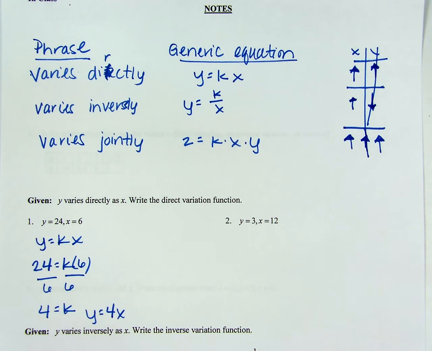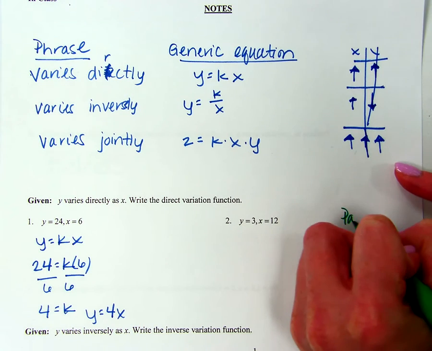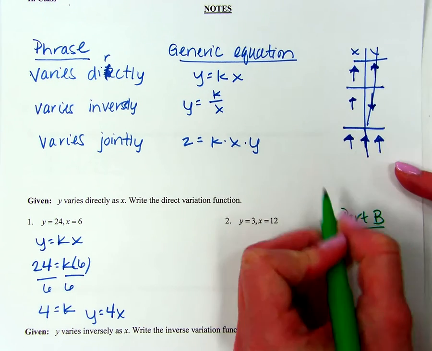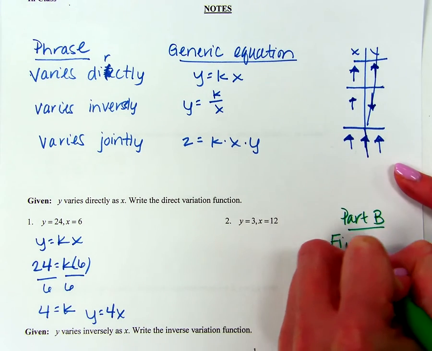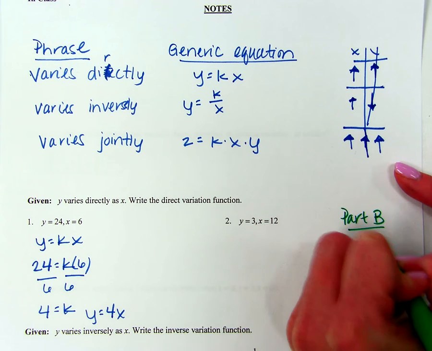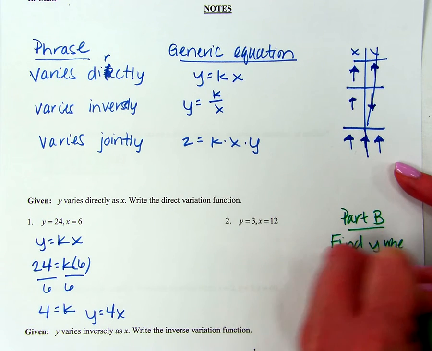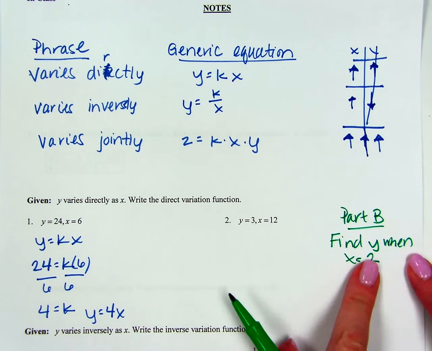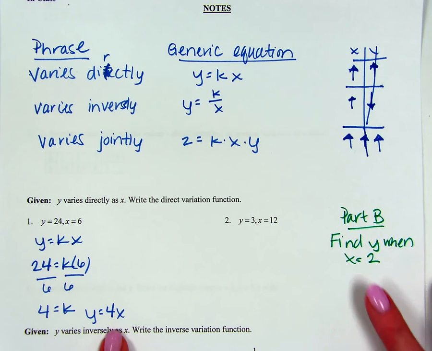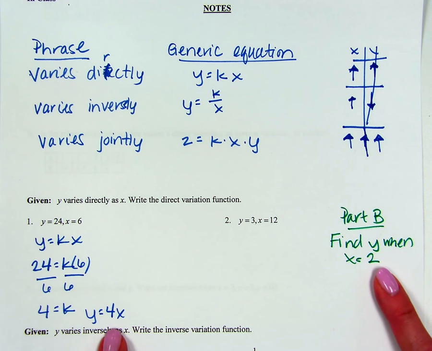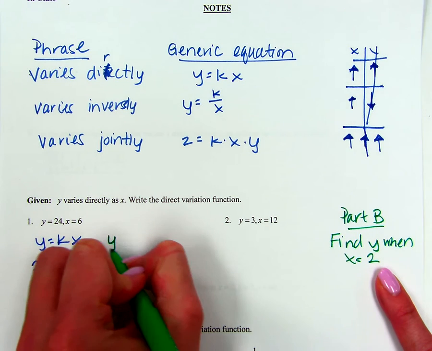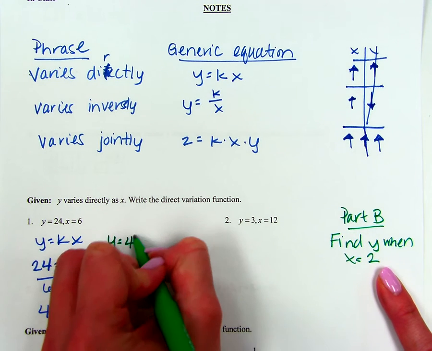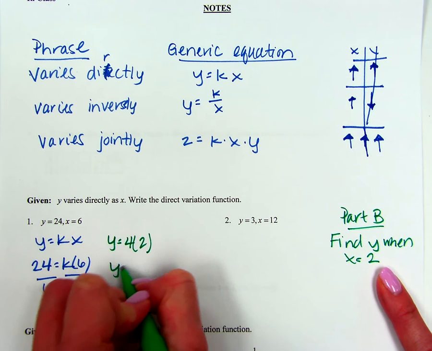So we're going to do another part to this. I'm going to put a little note over here on the side. We are going to find y when x equals 2. So we're going to take this and plug it back in here. If our x equals 2, we're going to do y equals 4 times 2. So y equals 8.